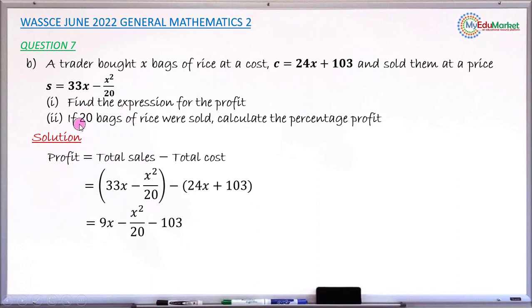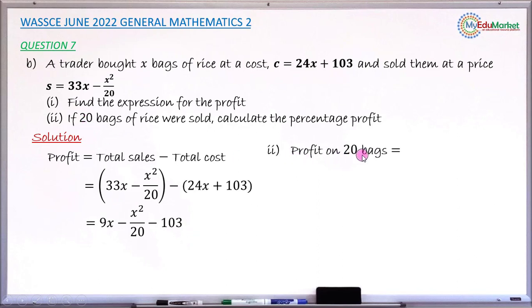So we move to question Roman 2. We are asked to find the percentage profit if 20 bags were sold. It is required to find exactly what the profit is out of these 20 bags and what the cost of the 20 bags is. Starting with the profit, remember, this is the equation to find the profit. Just replace the x by the number of bags, which in this case is 20.